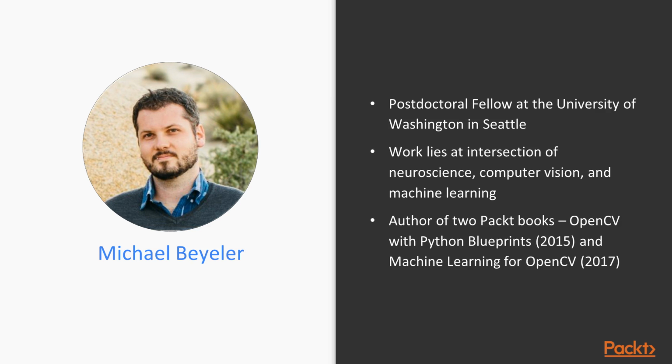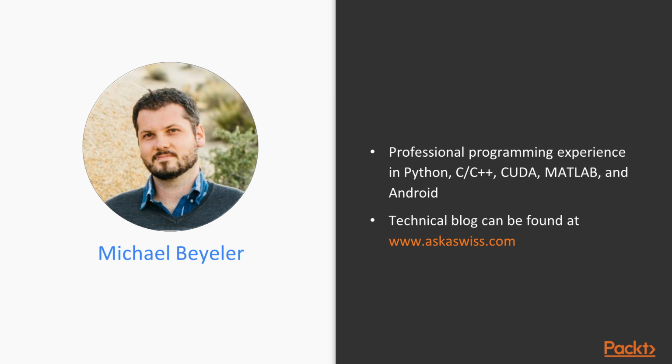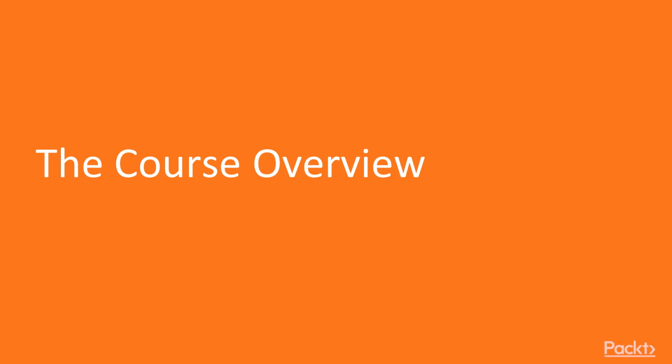Michael Baylor is a postdoctoral fellow at the University of Washington in Seattle. His work lies at the intersection of neuroscience, computer vision and machine learning. Michael is the author of two Packt books, OpenCV with Python Blueprints 2015 and Machine Learning for OpenCV 2017. He's an active contributor to several open-source software projects and has professional programming experience in Python, C, C++, CUDA, MATLAB and Android. His technical blog can be found at www.askaswiss.com.